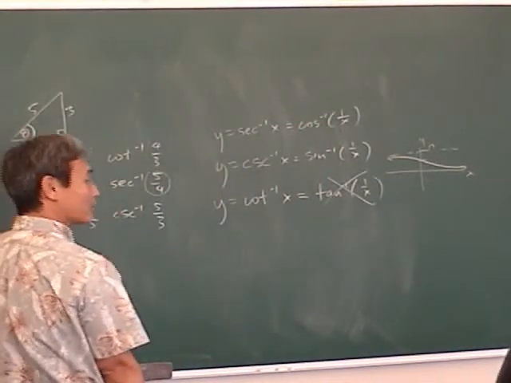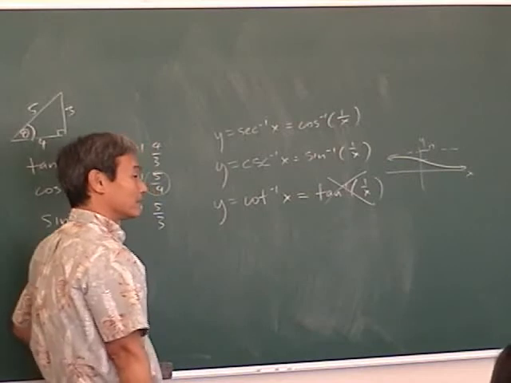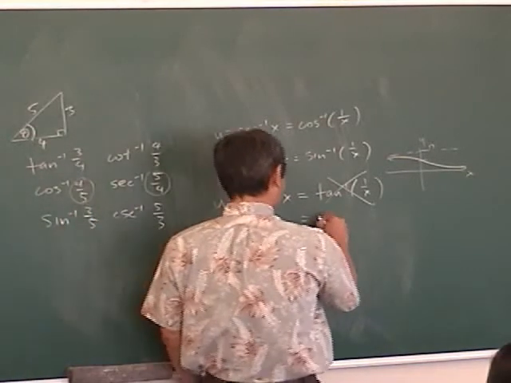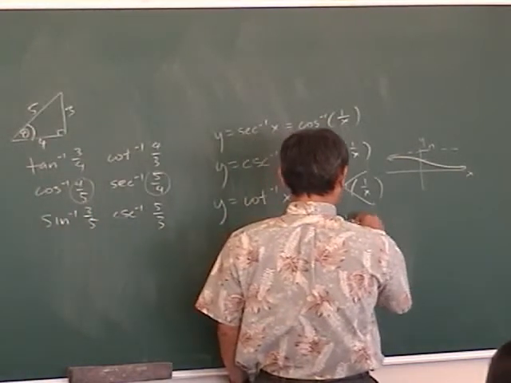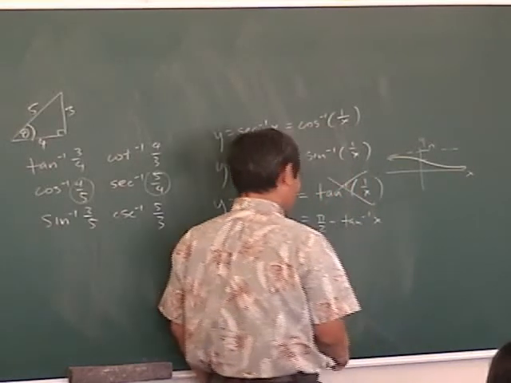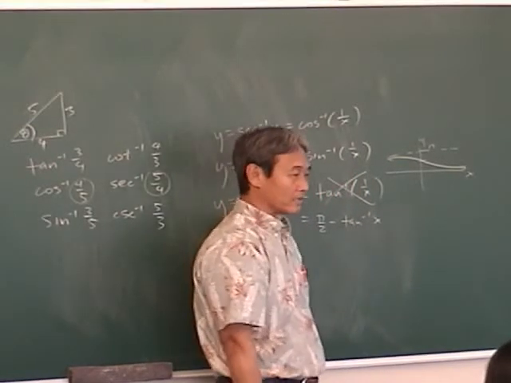So how do you graph cotangent inverse on your calculator? Okay, Chai is saying pi/2 minus tan inverse x. Okay, try.